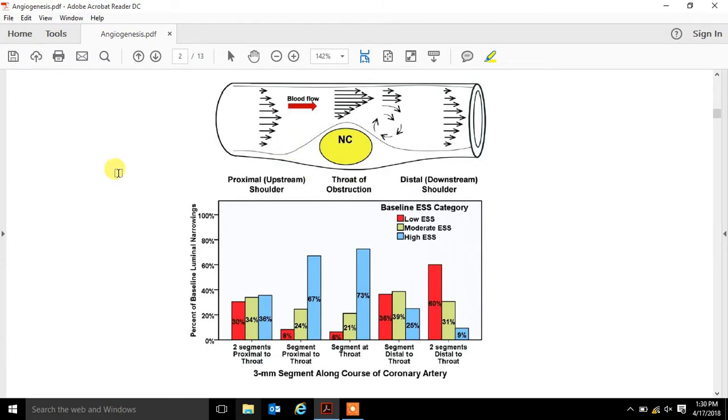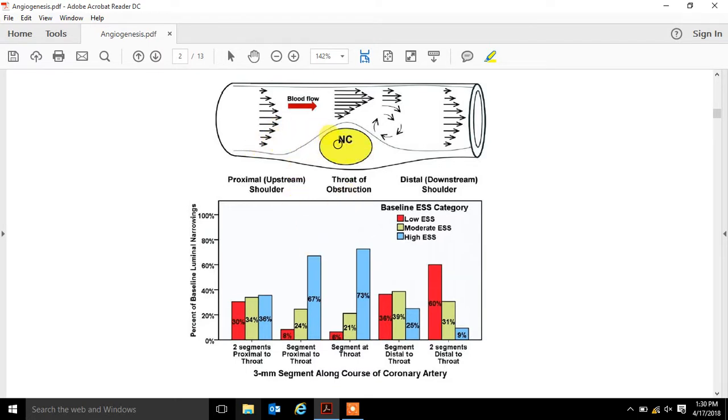Pathologically, we get these increases in shear stress around the throat of the obstruction. So if you've got plaque buildup, and we look at that across the blood vessel, here's proximal to our upstream shoulder, the shoulder of our obstruction, right at the obstruction, and distal to the obstruction. The flow of blood is going to have to change, and the velocity of that blood is going to be dependent on where it is around this obstruction.